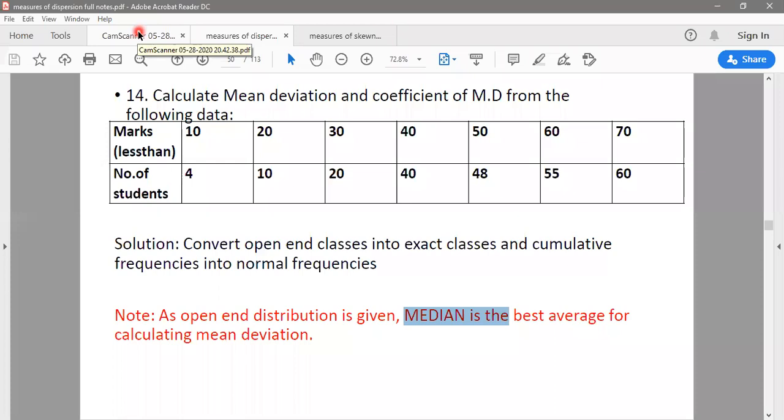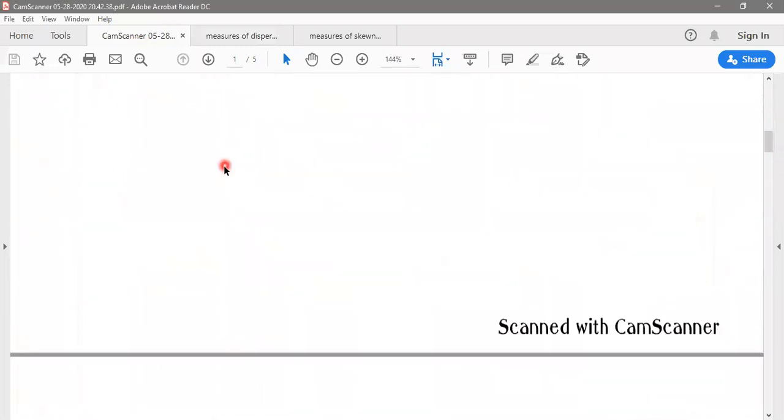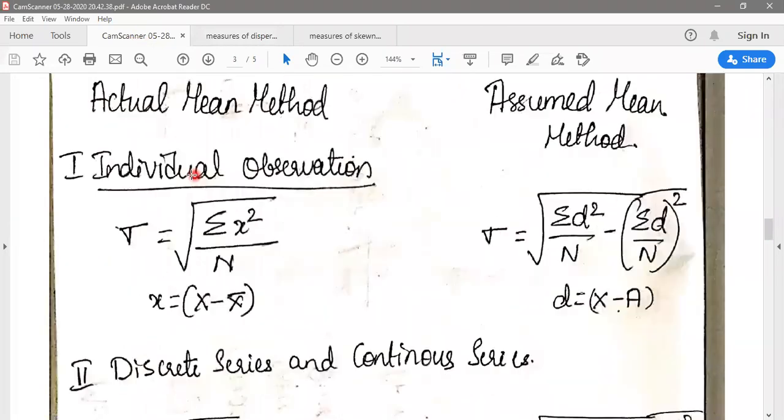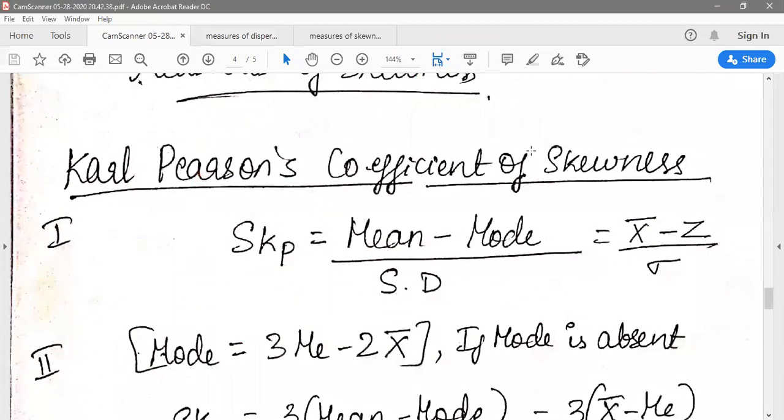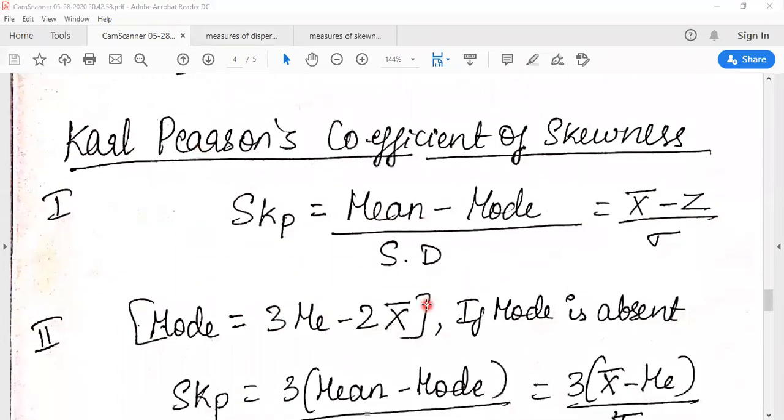So, your chapter of measures of dispersion. Now let us quickly see what measures of skewness is. Measures of skewness is nothing but here you will be able to understand in which direction the data went. Is the direction of the data towards right or left? Is it towards positive or negative? All that we will be able to understand.